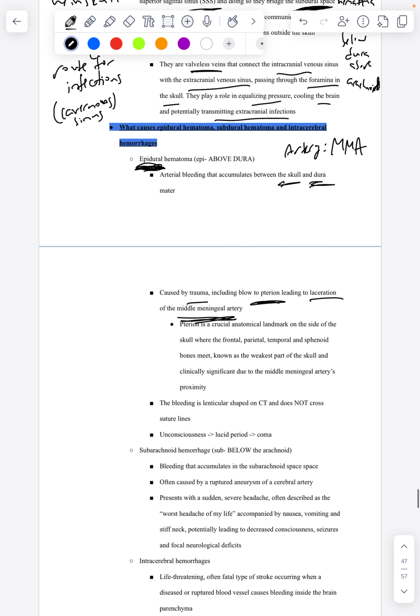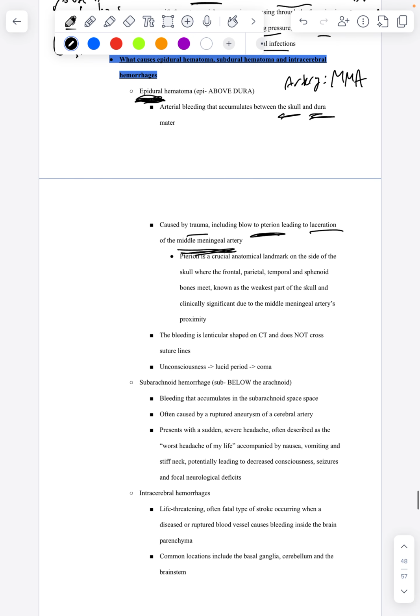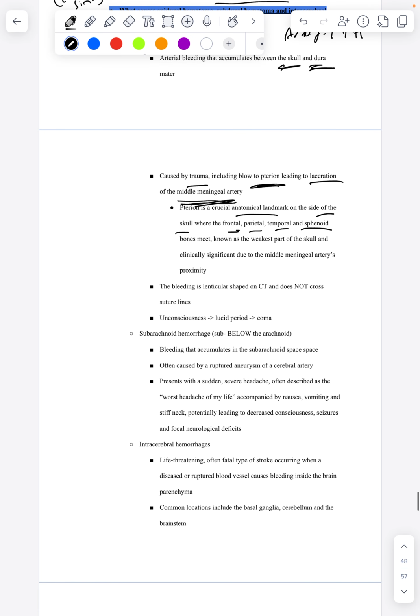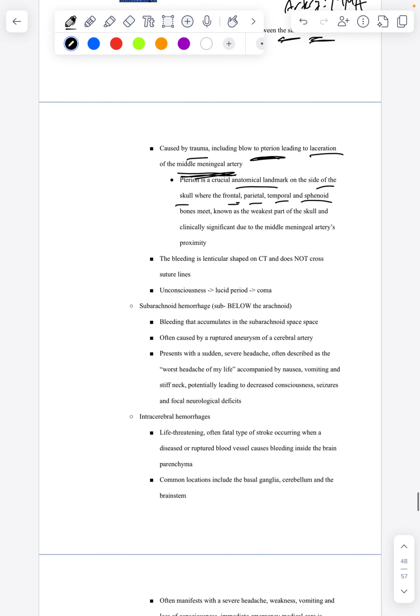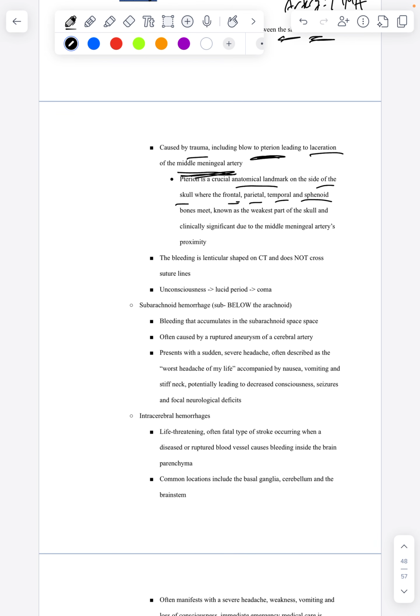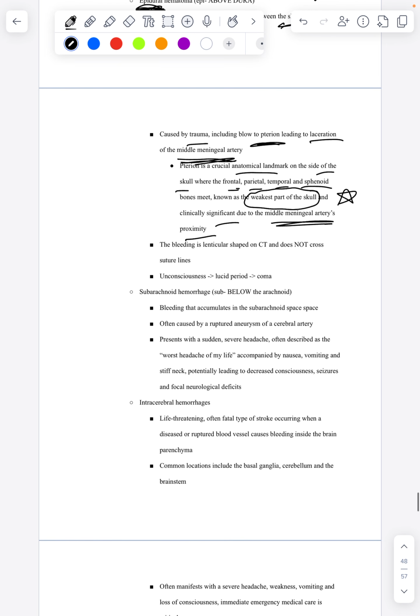Pterion's a crucial anatomical landmark on the side of the skull, where the frontal, parietal, temporal, and sphenoid bones meet. That also helps when we're talking about the pterygopalatine ganglion, which is one of the 4 parasympathetic ganglia. You had otic, pterygopalatine, and so on. That was the location of it. And it's important because it's the weakest part of the skull. So you can get damage there to the middle meningeal artery, and you can have stroke-like symptoms.